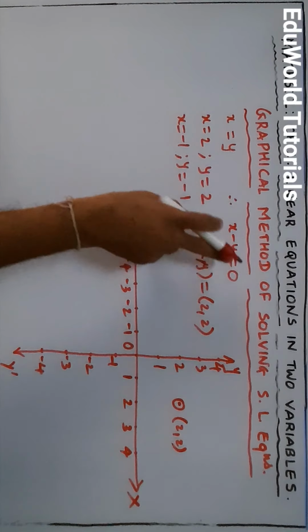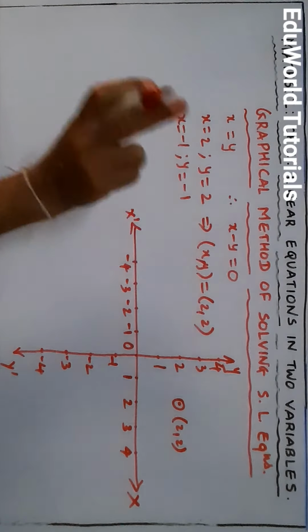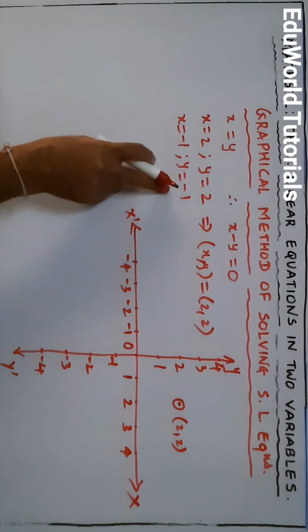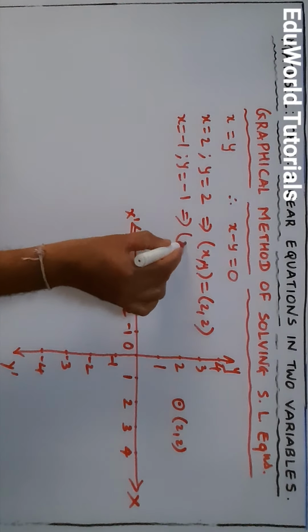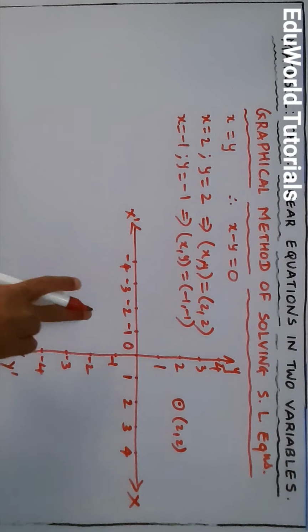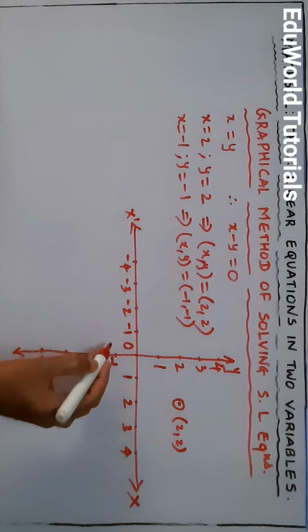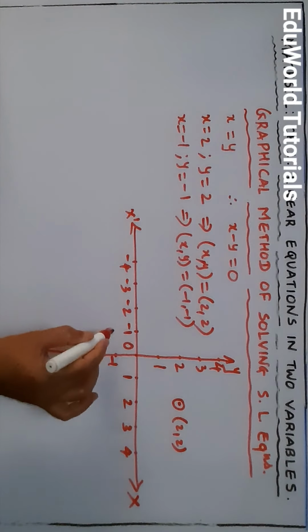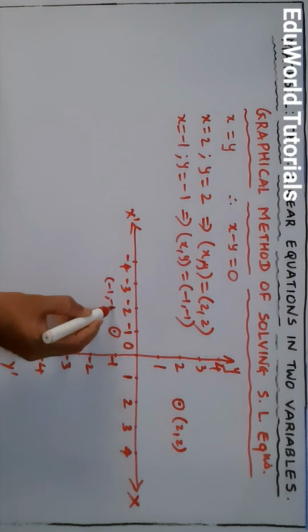2 minus 2 is 0, or -1 minus -1 is also 0, or x equal to y. That is, if x is -1, y is also -1. So the point (x, y) will actually be (-1, -1). It will be lying in the third quadrant. -1 will be meeting here. So this is the point, which is (-1, -1).